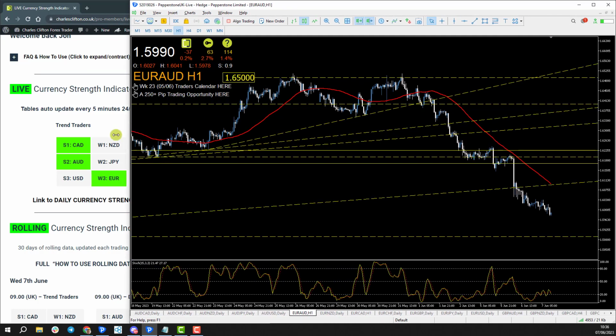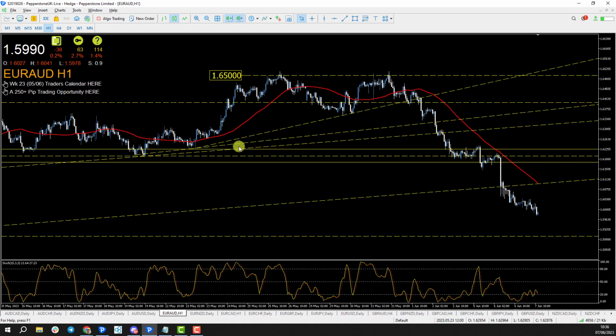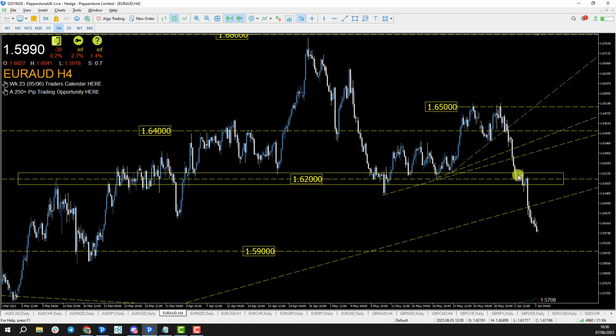So if I just bring on Euro Aussie first, we were talking about this breakdown through these levels here, and we're talking about sort of a break and retest for a continuation to the downside there. But we did want to see a bit of a price breakdown of the 1.62 handle. That happened. We've traded through this support as well.